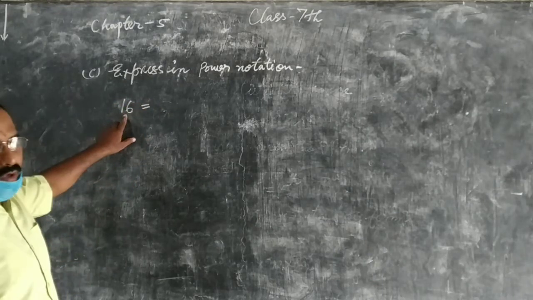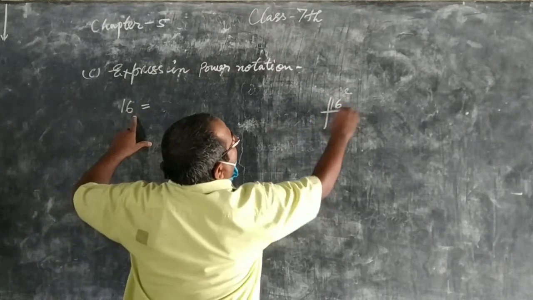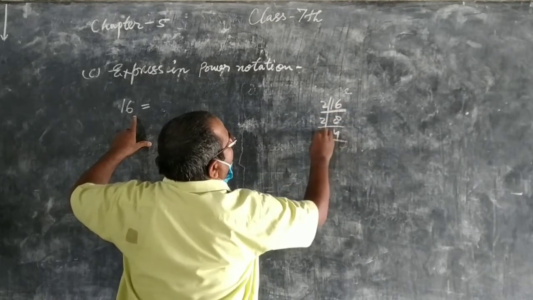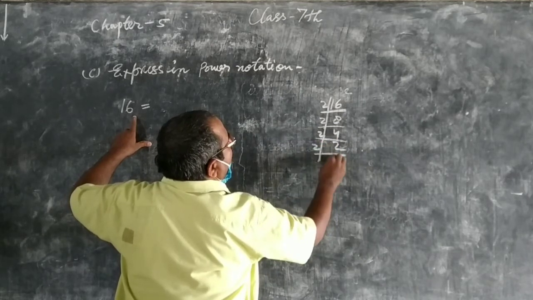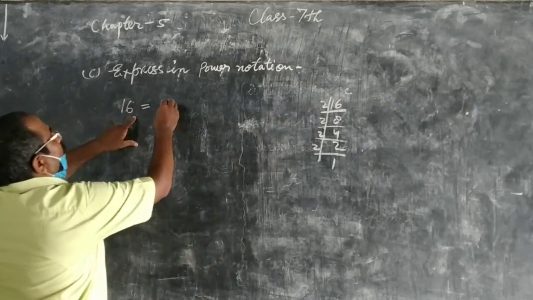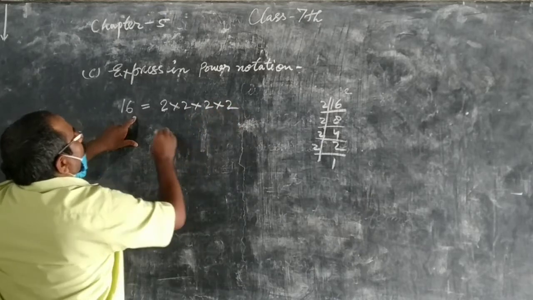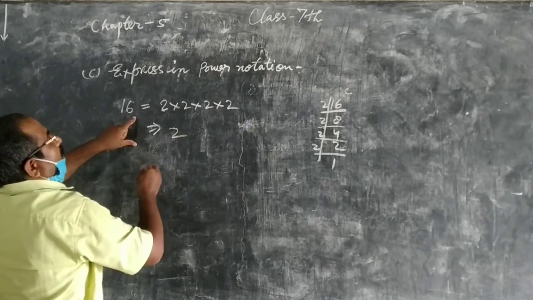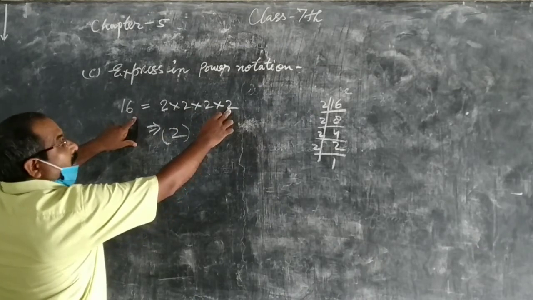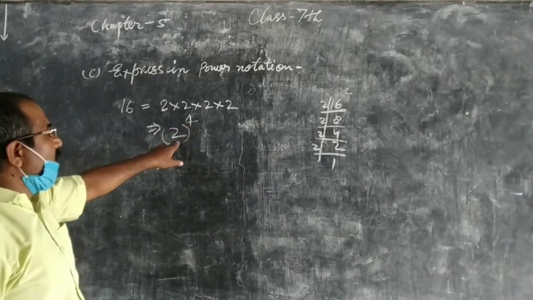First of all, you have to find the prime factors of 16. 2 eights are 16, 2 fours are 8, 2 twos are 4, 2 ones are 2. So here you can see 2 up to 4 times: 2 into 2 into 2 into 2. So you will write in power notation: 2 is the base and the number of times, 4, is the power. This is called the power notation.